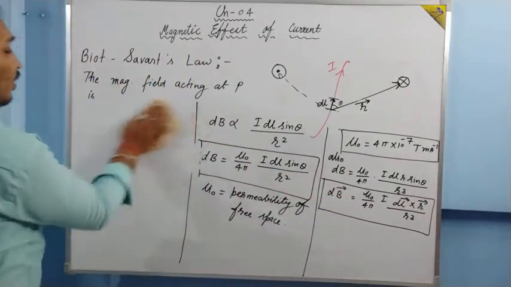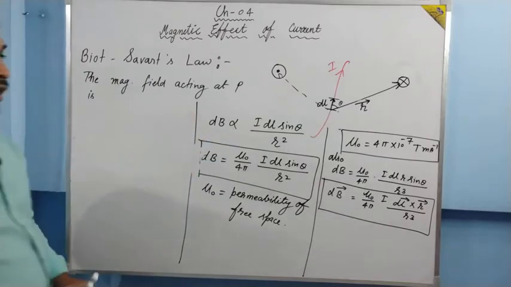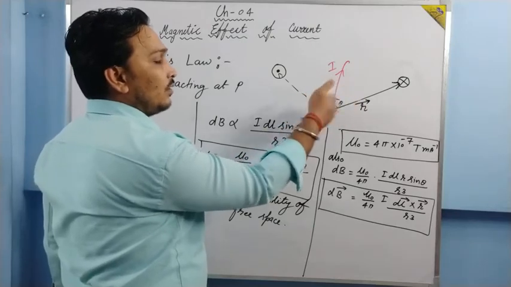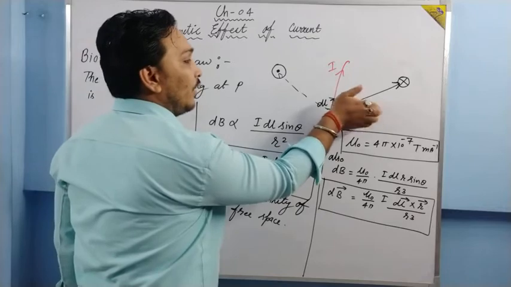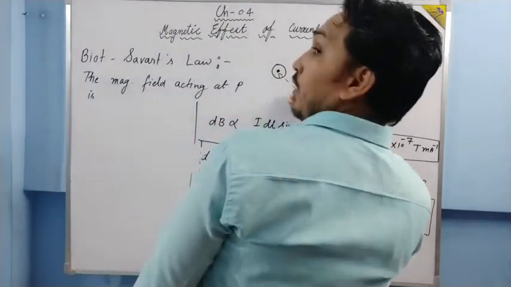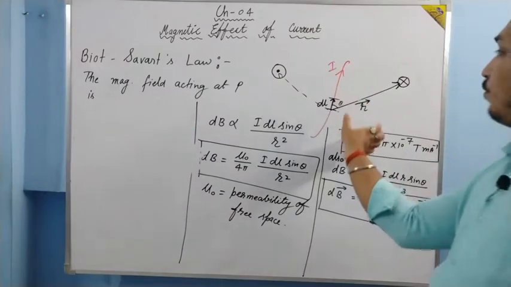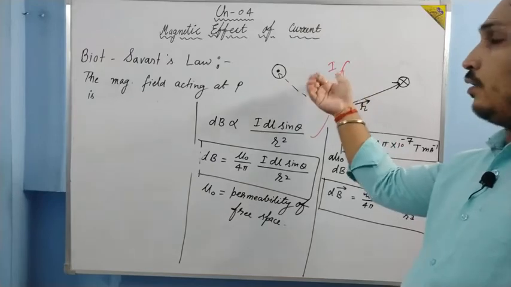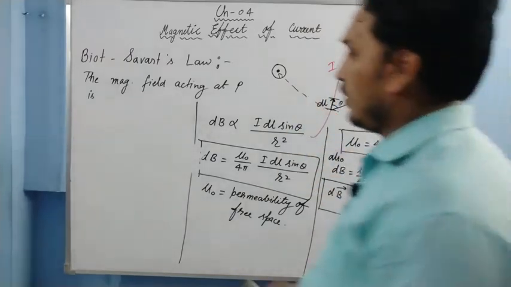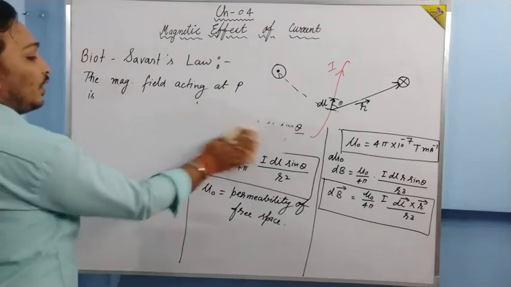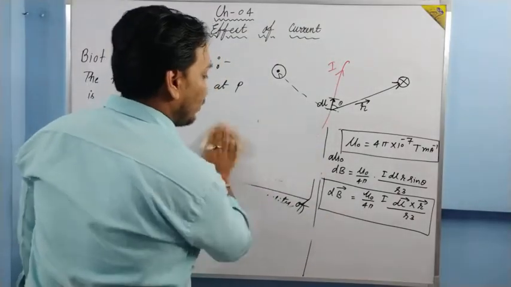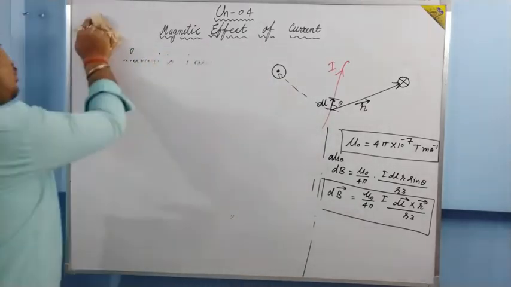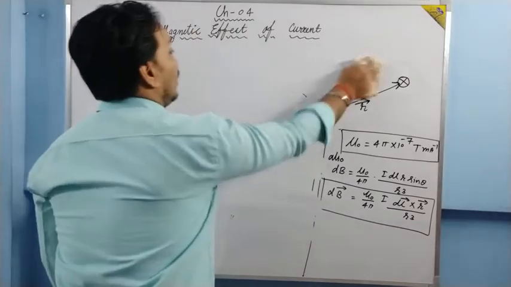Right hand thumb rule you have also studied in class 10. Extend the thumb towards the current and curl your fingers around the wire. So here the direction of the field will be towards inward. Here it will be towards outward. Are you able to understand? If you curl your fingers around the wire, then here it will be inward and here it will be outward. Is it clear? So this is how you can calculate the direction of the magnetic field. But for the magnitude you can go for this one. B is equal to mu naught upon 4 pi, I dl sin theta upon r square.